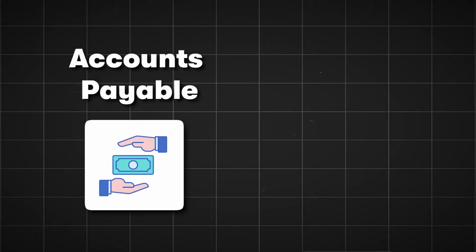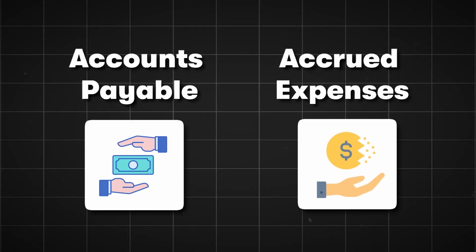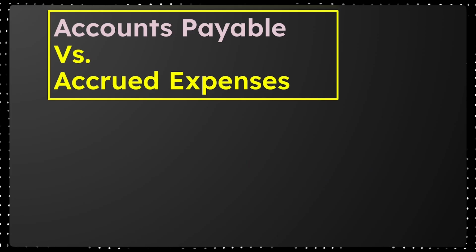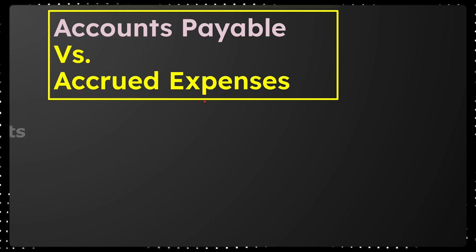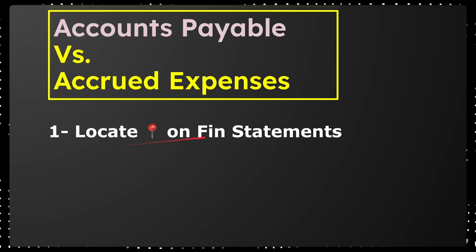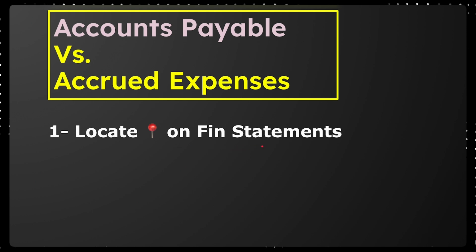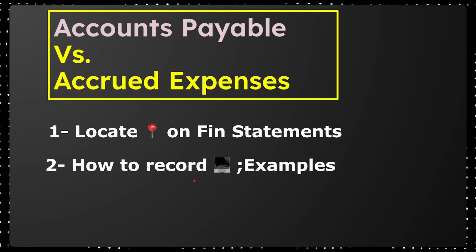Over the last few years, I noticed that some of the new accountants entering the field are confused between two concepts. One is accounts payable and the other is accrued expenses. So I decided to make this video to eliminate confusion once and for all. So in this video, we're going to be discussing accounts payable versus accrued expenses, and we're going to be talking about how to locate them on the financial statements and how to go ahead and record them.